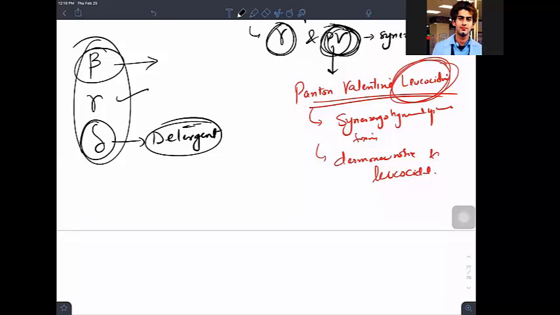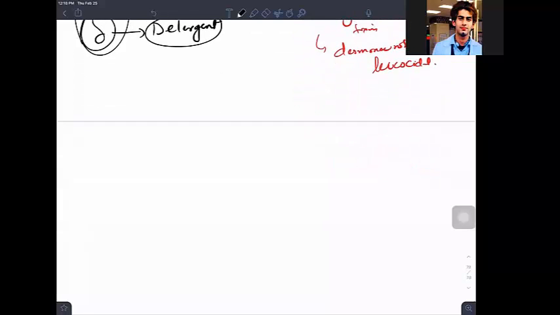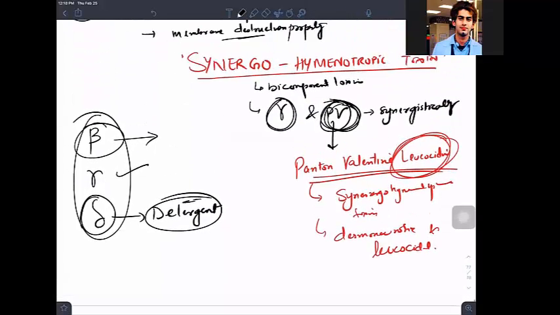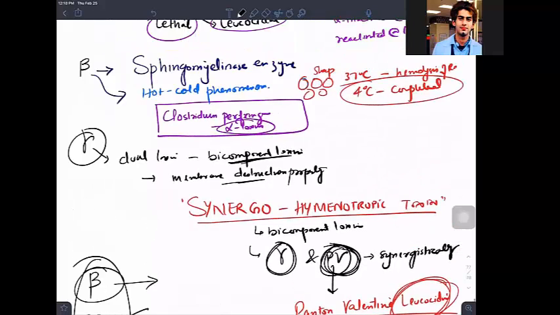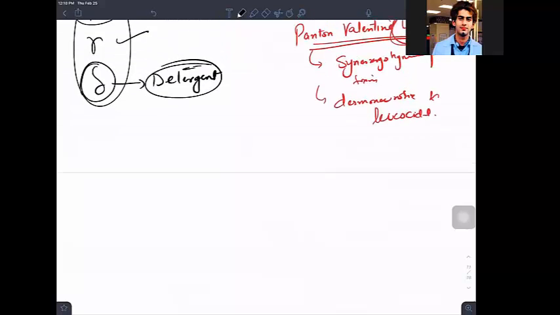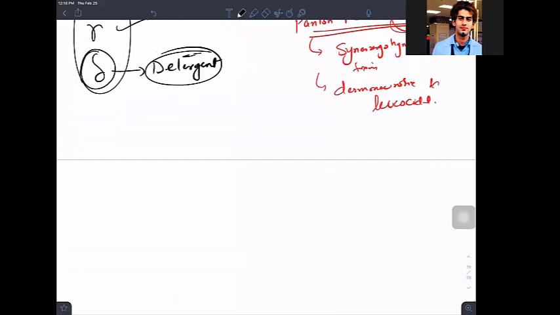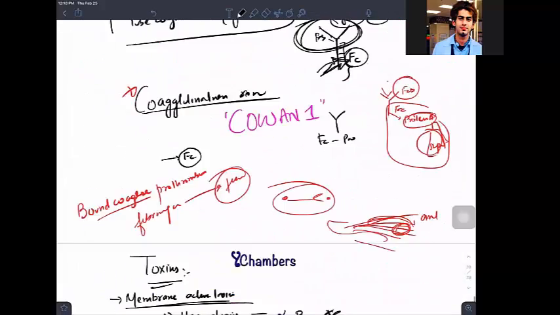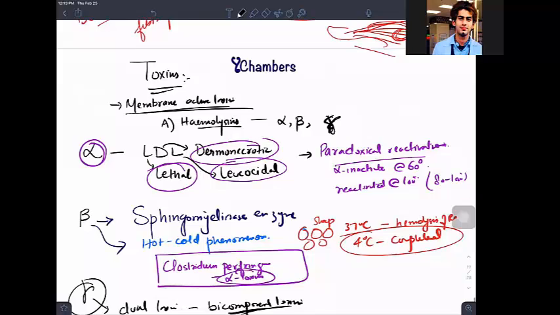And there will be a question about community-acquired methicillin-resistant Staph aureus. We will be reading about their resistance later, so I will tell you at that time. Let us come back. So Panton-Valentine leukocidin is a synergohymenotropic toxin. We have read this. Now let us come to the next toxin, after hemolysin.